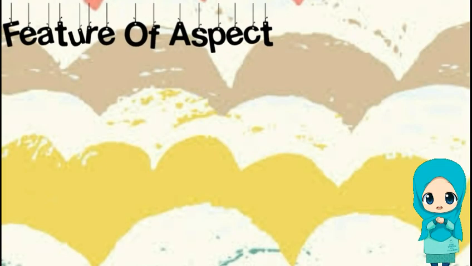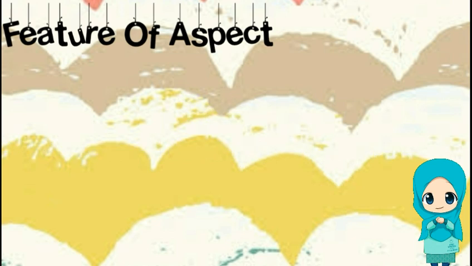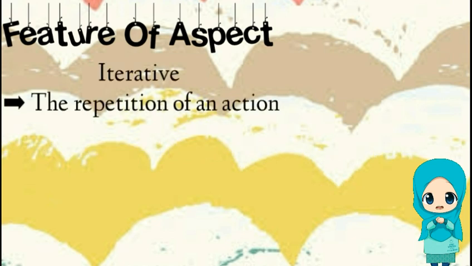Okay, next is features of aspect. For features of aspect, there are four aspects. The first is aspect perfect. Aspect perfect is an aspectual concept which implies the completion of an action, or we know it like the perfect tense. So we can make an example of aspect features using has or have plus verb 3 plus object.